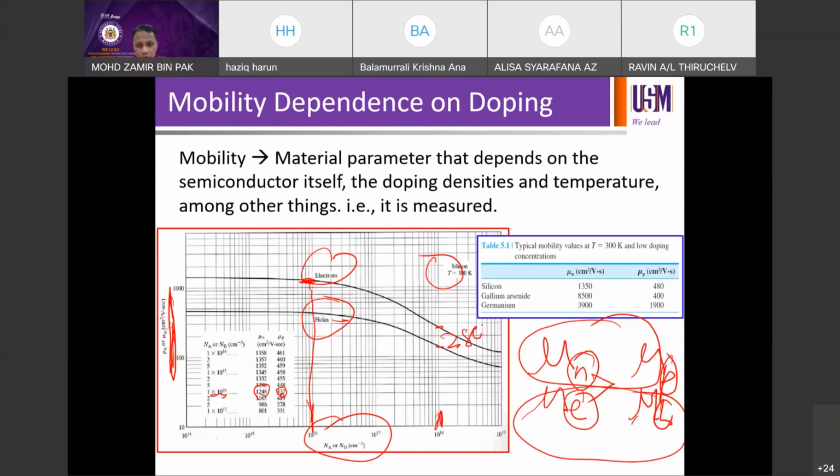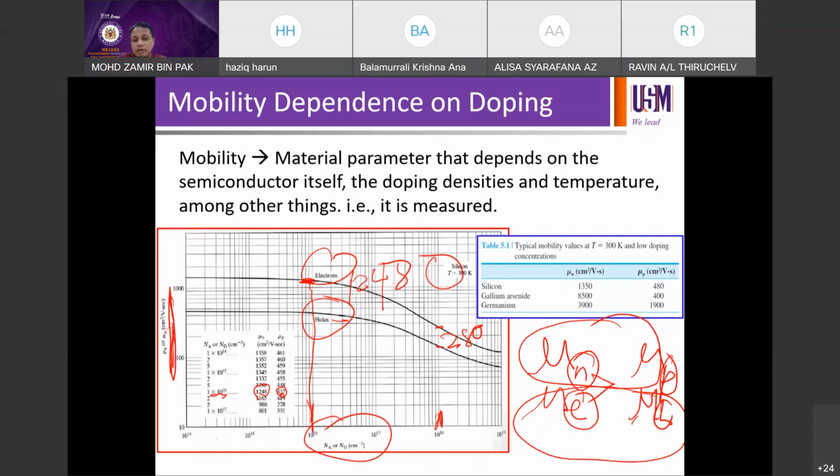So now let's see the difference. You start off with 280. Earlier we got 1248 centimeter squared per volt second at 10 to the 16. And then when you increase the doping level to 10 to the 18, two orders of magnitude higher than the previous case, the mobility reduces tremendously to 280. About 4 or 5 times lower than the previous one.